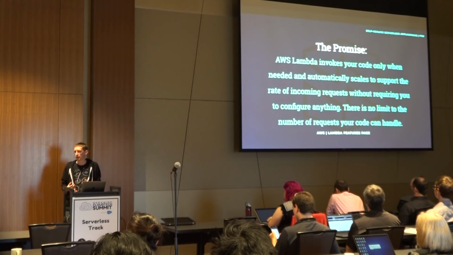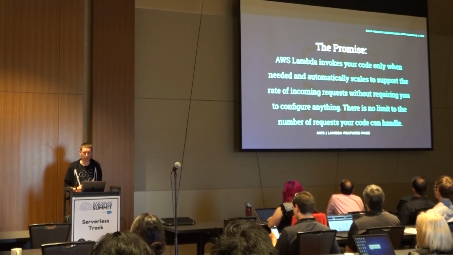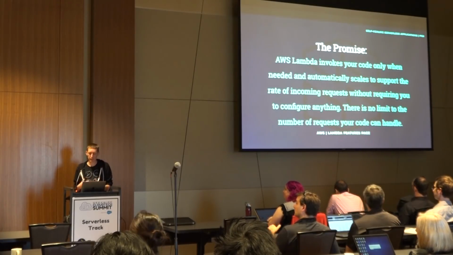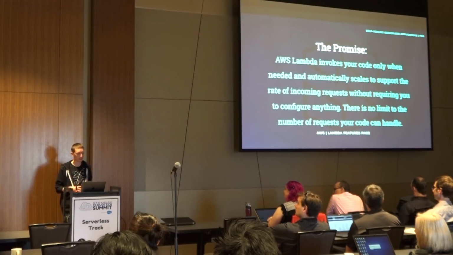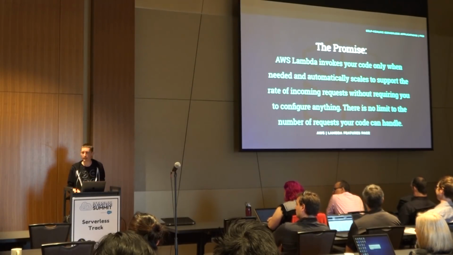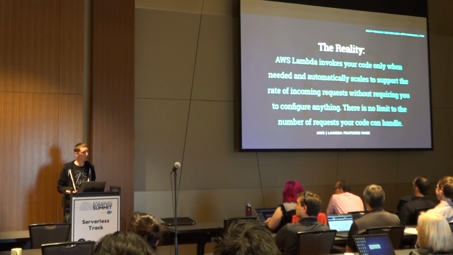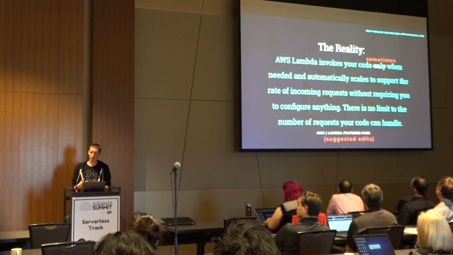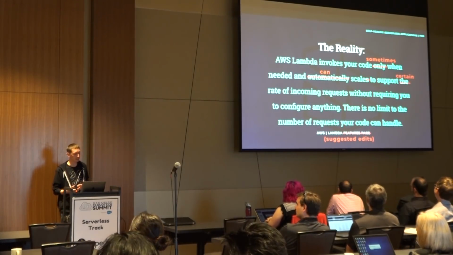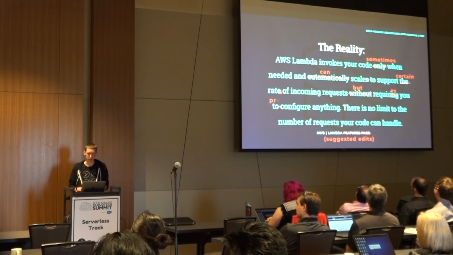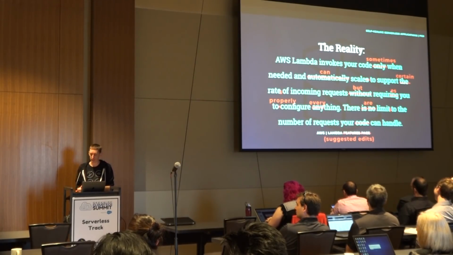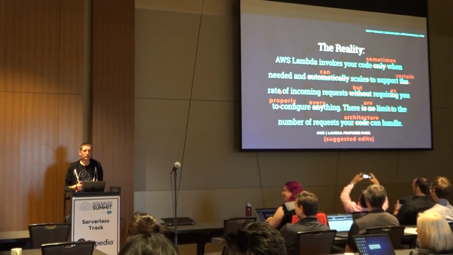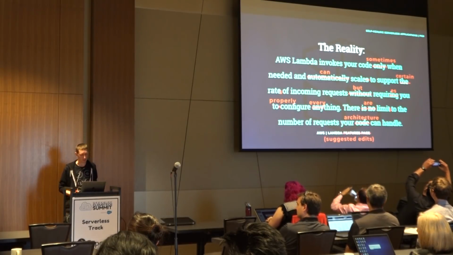On top of that, AWS has this awesome promise. They say, AWS Lambda invokes your code only when needed and automatically scales to support the rate of incoming requests without requiring you to configure anything. There's no limit to the number of requests your code can handle. And this sounds great, but then you start to realize the reality: AWS invokes your code sometimes when needed and can scale to support certain rates of incoming requests, but requires you to properly configure everything. There are limits to the number of requests your architecture can handle. So how do you square all of this as an organization?